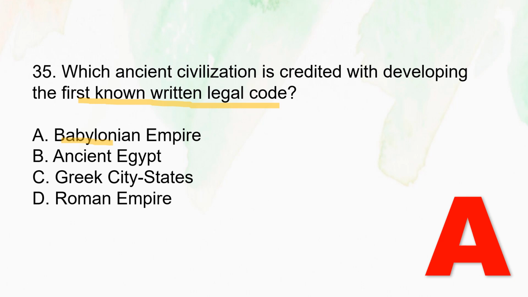Yeah, like a version of Alibata in the Philippines. For the letter C, Greek city-states, this is famous for democracy, but not the earliest legal code. For Roman Empire, this was developed like Roman laws, but after the Babylonian. So Babylonian came first before the Romans. So letter A is the best answer.